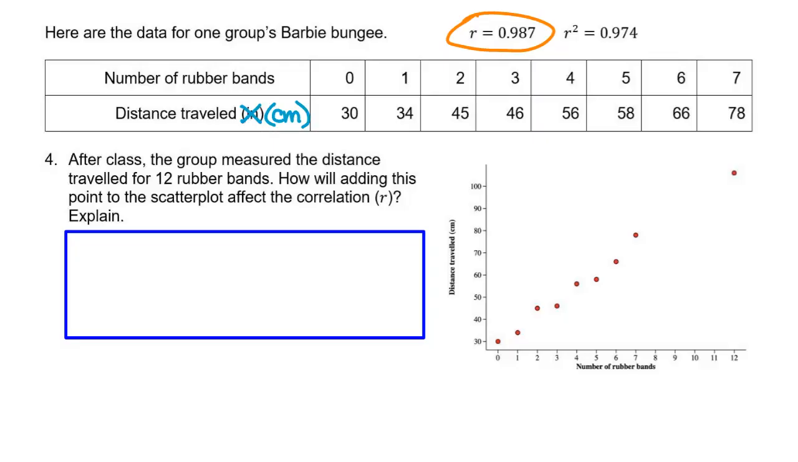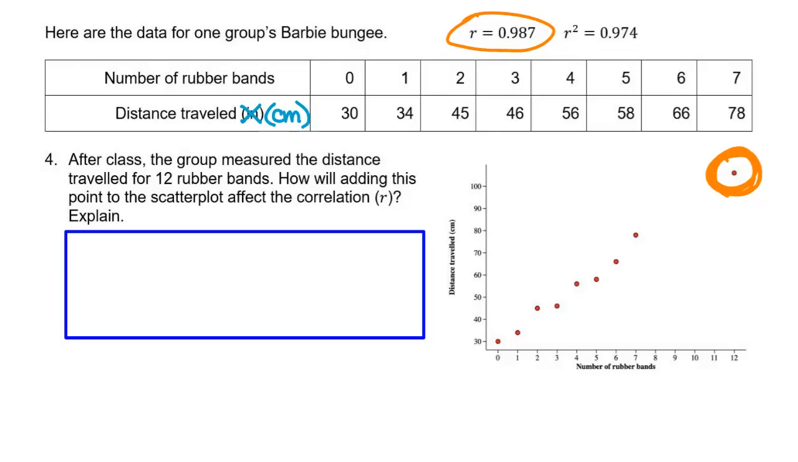All right, so this is the data for one group's Barbie Bungee. After class, the group came back and they did the Barbie bungee again, but with 12 rubber bands. This dot right over here is representing what they did with the 12 rubber bands. This was the length, or the distance traveled. How do you think adding that point to this data would affect the R value? You don't think it would change very much? Would it change at all?